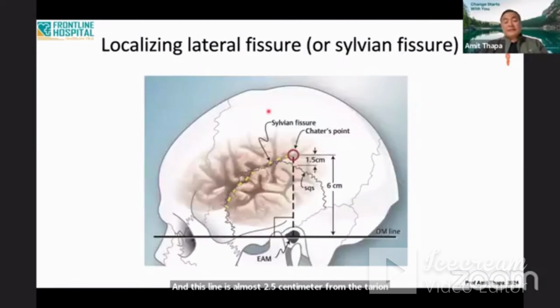Now, besides this, there is a point known as Chater's point. Well, this is identified by a 6 centimeter height from the orbitomeatal line. Now, this line is basically above the posterior sylvian point, and it is basically the area of the angular gyrus, where nowadays we are doing EC-IC bypasses. So a mini craniotomy of 4 centimeters, which is centered over the Chater point, can actually expose the M2 and M3 segments where you can do EC-IC bypasses.